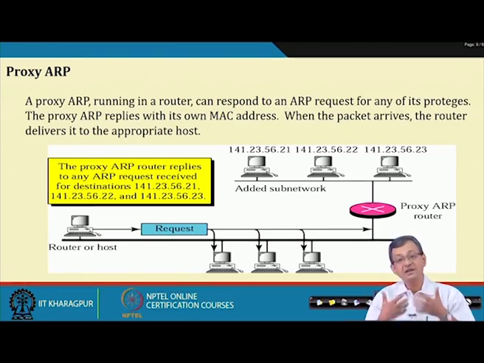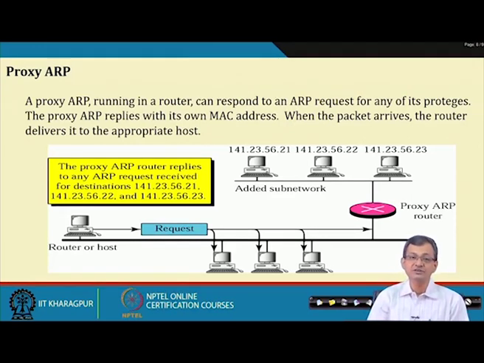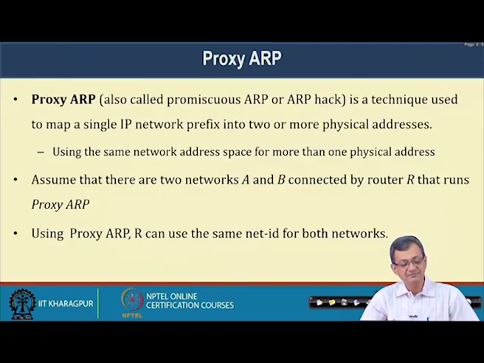So it absorbs the packet and then pushes the packet to the rest of the network. The proxy ARP router replies to any ARP request received for the destination, say 141.23.56.21. There are three systems, 21, 22, 23, so it proxies for them. On receiving the packet, it delivers it and replies on their behalf. There are a lot of advantages in this; in some cases there is a requirement that we need to do that. This is a special case of ARP, where one server is taking care of the others.